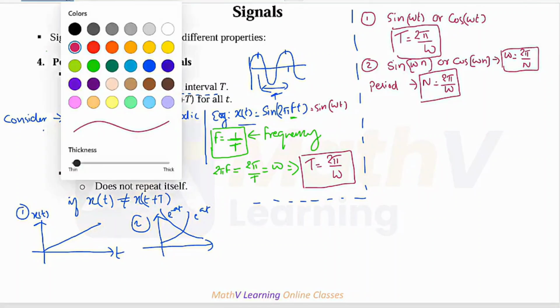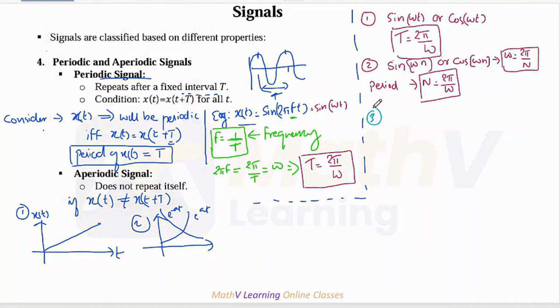Now suppose I have a signal that is a sum of two signals, say for example x of t equal to x1 of t plus x2 of t. Usually they will ask whether the sum of two sinusoidal signals is periodic or aperiodic, or what is the period of a sum of two signals. Usually it will be sinusoidal signals.